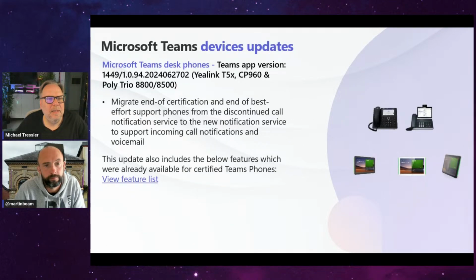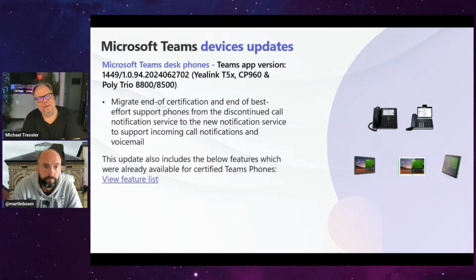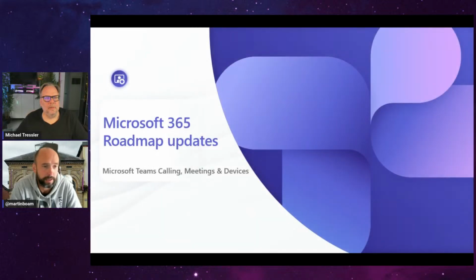Oh, the Teams phone thing. End of certification. Oh yeah, this was the one where they're kind of like the call notification service. I thought it was the chat service. Yeah. If you didn't update, the phones would basically become unusable. So it was a mandatory update for certain phones to get to the new platform on the back end. Yes, there's a software version here, I guess to migrate them from the discontinued one. So yeah, big one if you've got any of those phones.